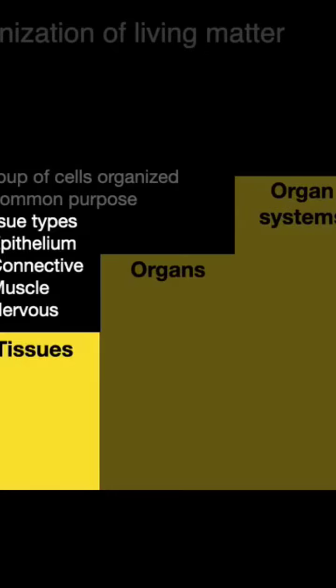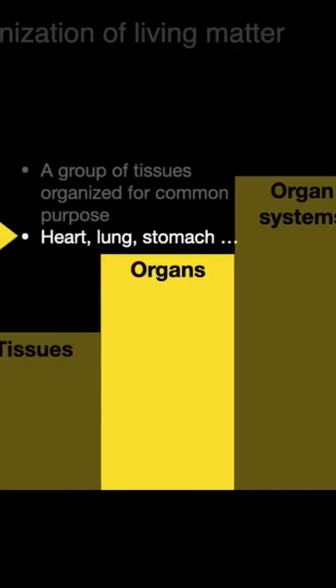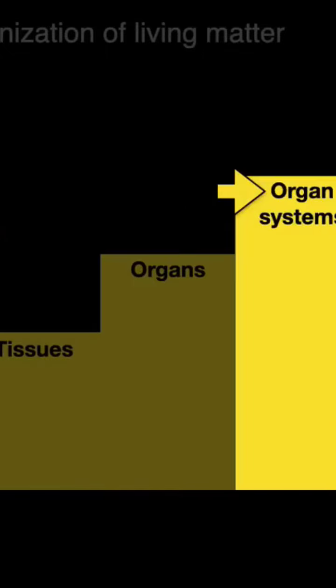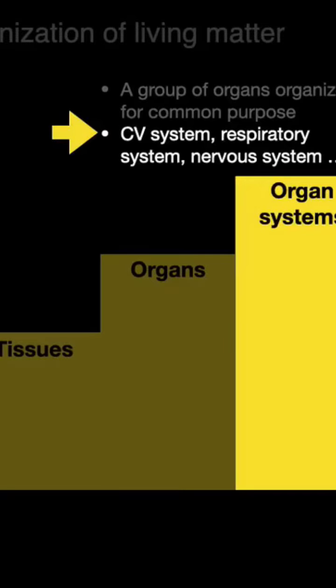Now, you take the tissues and put them together, you get an organ. An organ is a group of tissues organized for a common purpose. Organs like your heart, lungs, stomach, kidneys, and so forth. And then you take organs and put them together, you get organ systems, which are a group of organs organized for a common purpose, like your cardiovascular, respiratory, nervous, and endocrine systems.